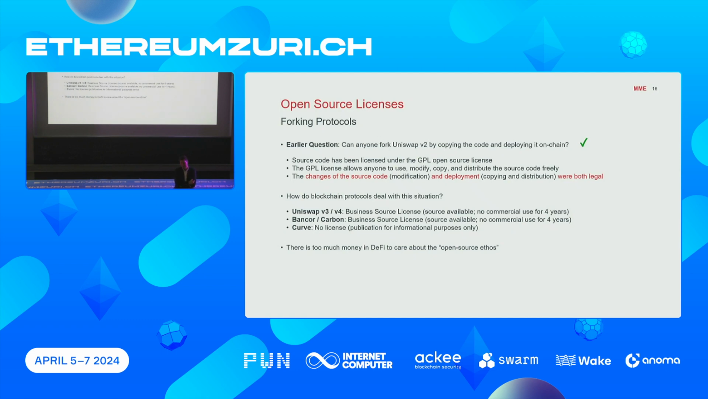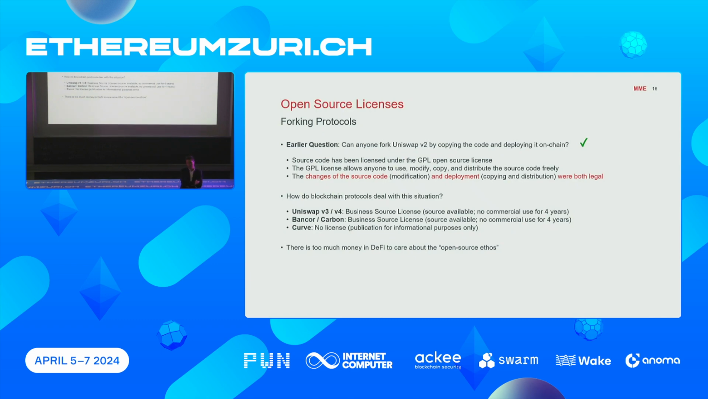But how do blockchain protocols deal with that problem? Uniswap changed at least their approach, because they said, we don't want that to happen again. So Uniswap v3 and v4 were actually released under the business source license, which says no competitive use or commercial use for 4 years. After that, it becomes an MIT license. You can use it freely. But we have the 4-year competitive advantage. Bancor did the same, also with the new product, Carbon, which some of you may know, also under the business source license. And Curve says no license at all, right? I only publish for informational purposes.